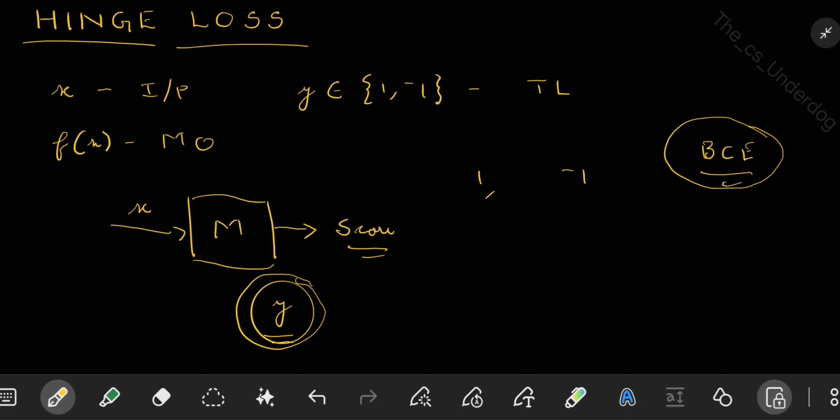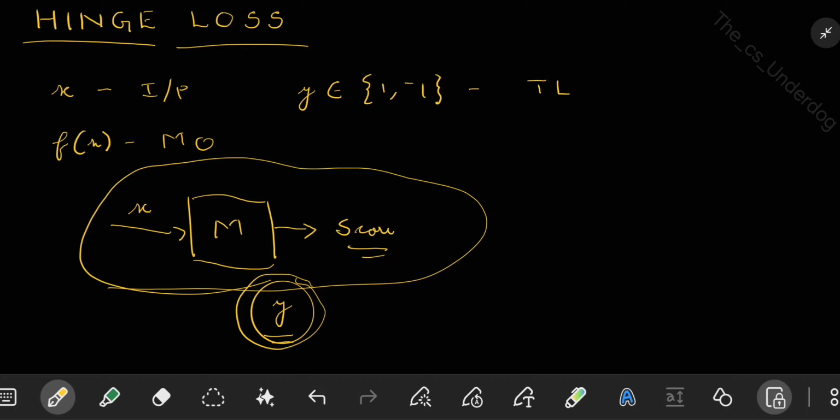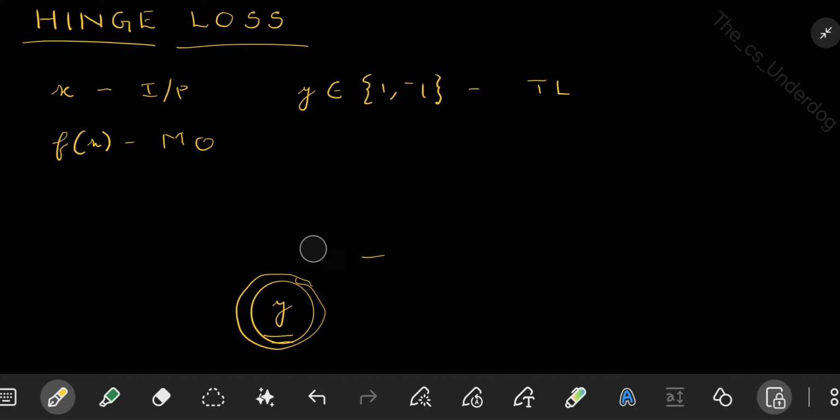Now let us see how this score helps us to classify into class 1 or class 2, or class 1 or class minus 1. What I'll do first is write the equation and then the loss function, and after that we'll see what exactly this loss function is, how it comes up, and what the logic is. As of now, just keep this in mind: the model is going to output a score which we are going to call f of x.